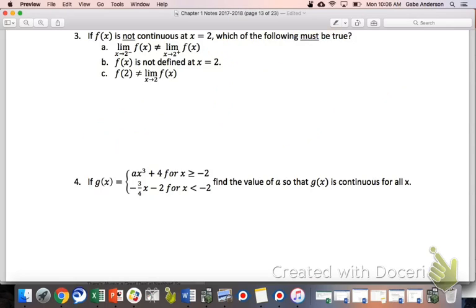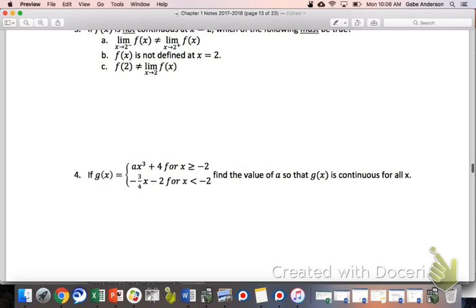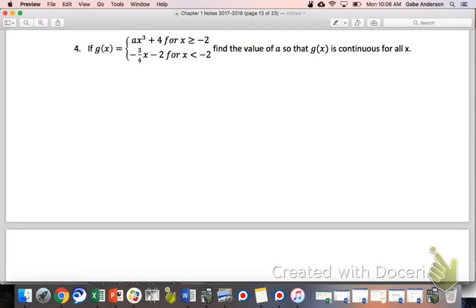This is one I want to make sure that I communicate as clearly as possible what's expected. So you guys notice a couple things about this. Number 1, it is open response or free response, right? There's no multiple choice or anything, so that really implies you've got to show your work. You've got to communicate clearly what you're doing. And it gives you this piecewise function, g of x equals all that stuff. It says find the value of a so that g of x is continuous for all x.